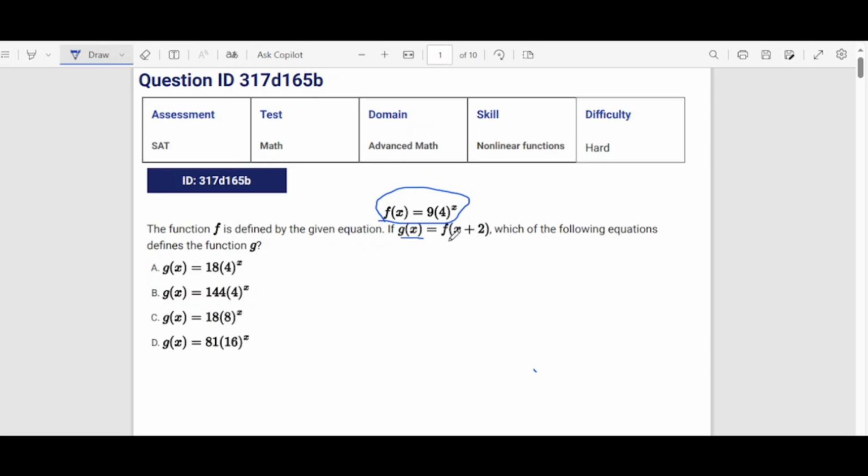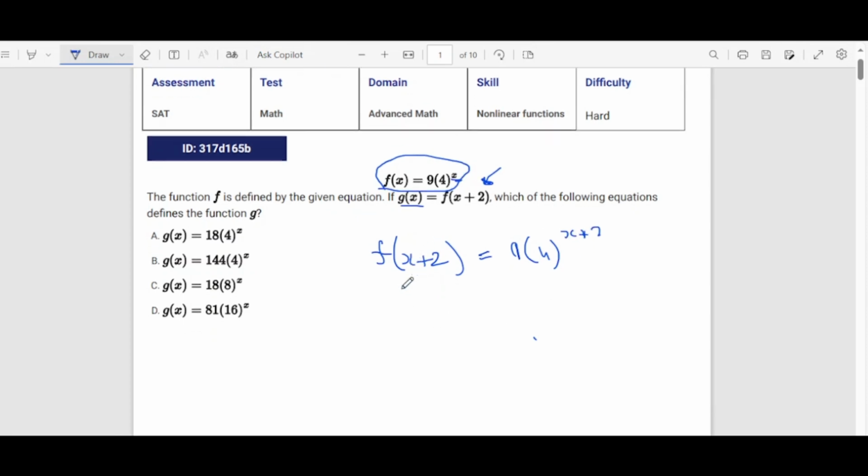Alright, so it's a really simple question. They gave us that f of x equals 9 into 4 power x. So g of x equals f of x plus 2. So what is basically this? This is the value of x, so we need to substitute it. So f of x plus 2 equals 9 into 4 power, and we need to substitute x by this value, x plus 2.